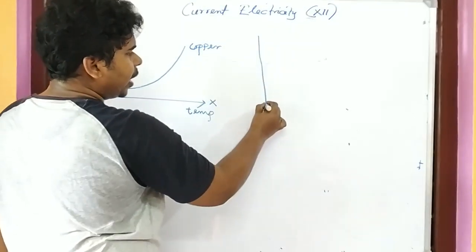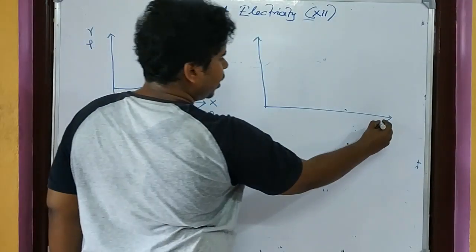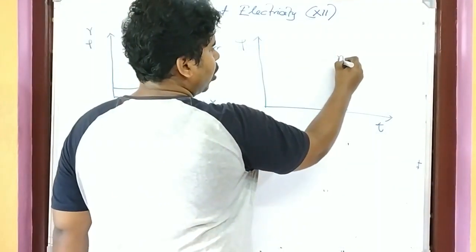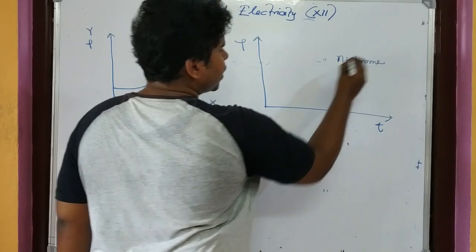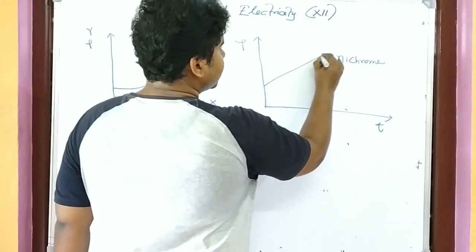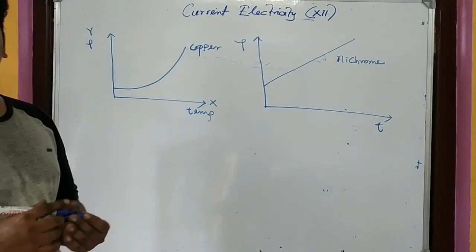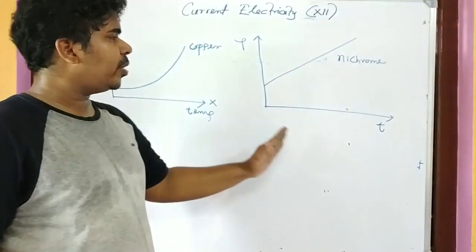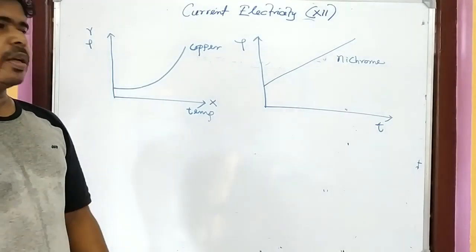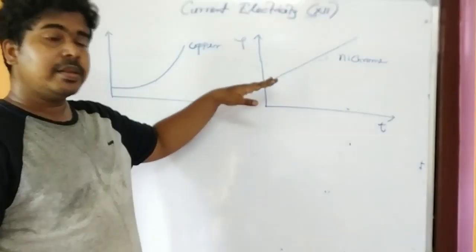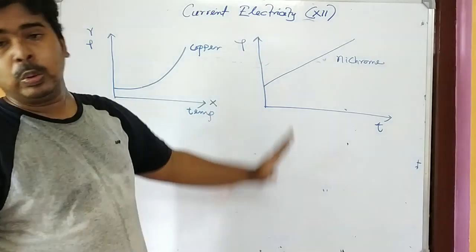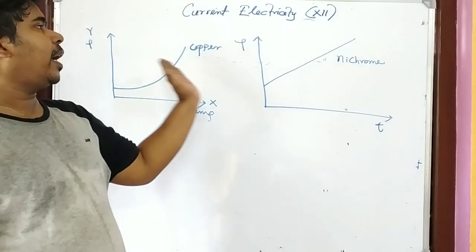Rather, if I am taking an alloy, same thing here, temperature on one axis and resistivity on the other. If I am taking an alloy that is nichrome, you all know that it is an alloy of chromium and nickel. You see, its resistivity changes with temperature almost linearly. It is in a straight path. So as you increase temperature, the resistivity also increases in a linear way. So it is more often used as a resistance rather than copper.